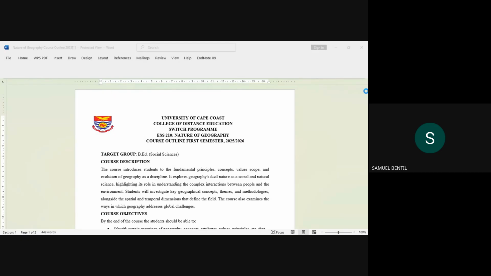So we have exhausted the nature, major content, the nature. So next we'll be looking at methods of geographic inquiry.